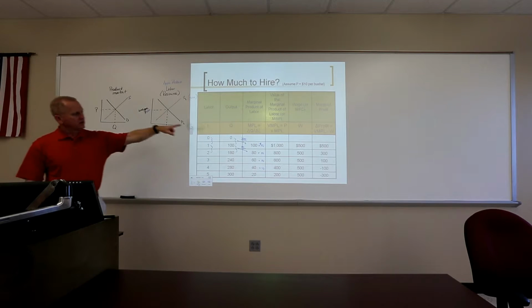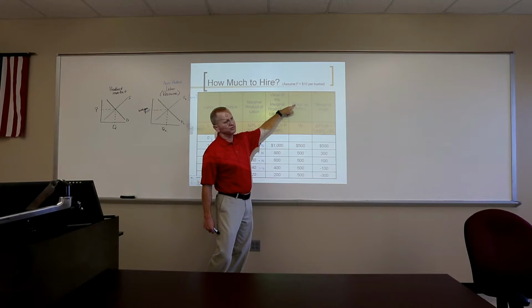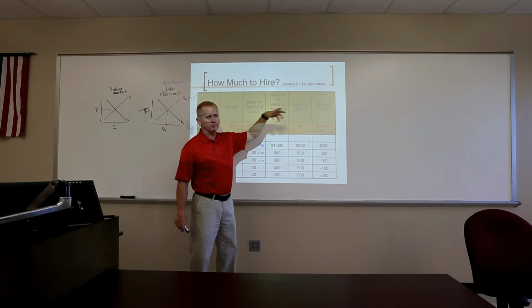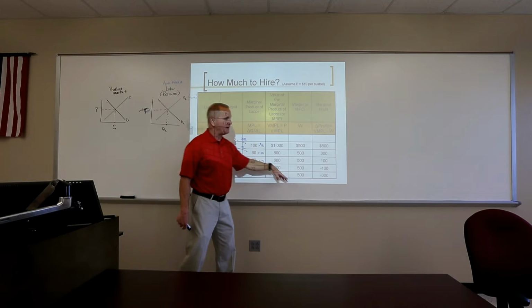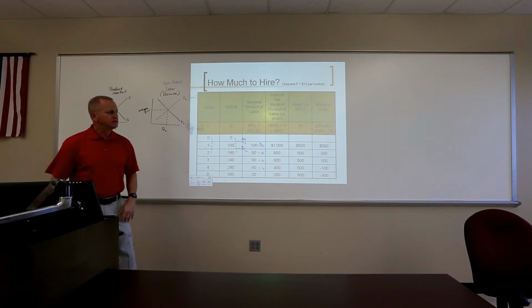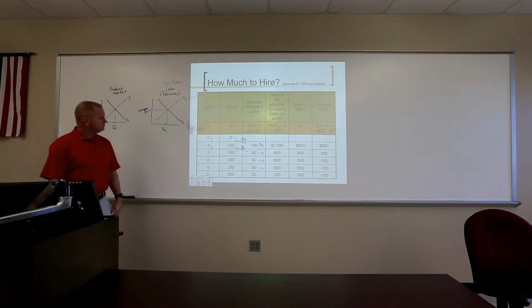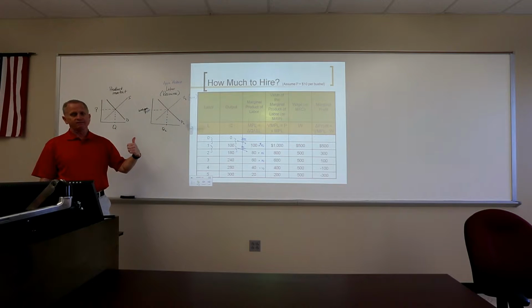So, as you can see, this column, wage, just use W for wage, but I've also put it in as marginal factor cost. It's just another way to refer to the wage. But it's all 500, the same, no matter how many people you hire. Each person you hire, you're going to pay 500 bucks, 500 bucks, 500 bucks. So, the question remains, how much to hire?